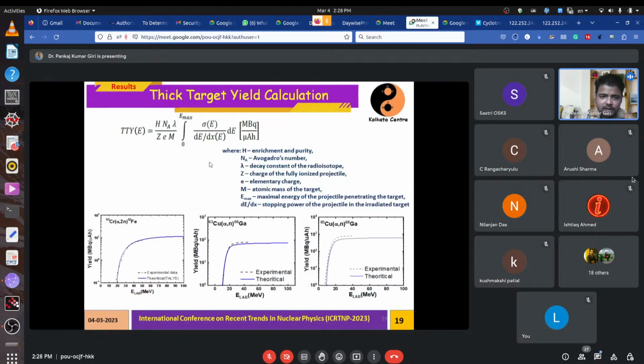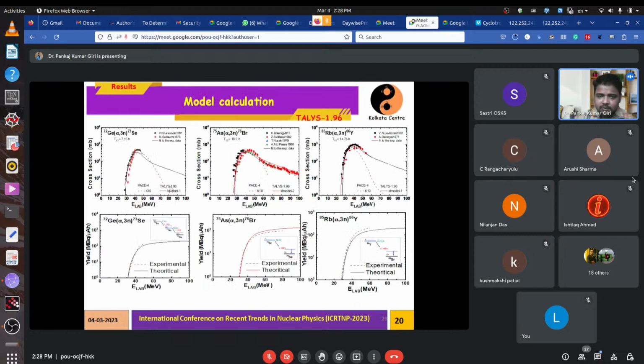We also estimate the thick target yield for that particular radioisotope, and we can find that our model prediction is agreeing well with the experimental data. Yes, there is still scope for improvement in the theoretical modeling. Similarly, we also put effort into the higher Z target isotopes, and we can find that by choosing the appropriate model, we can really fit the experimental data with the model prediction.